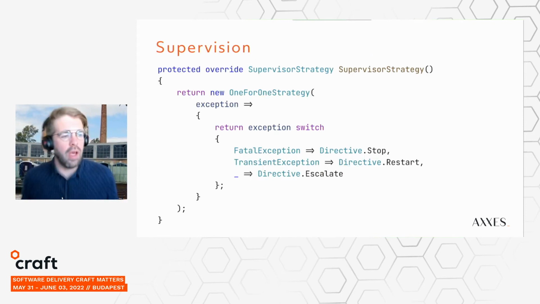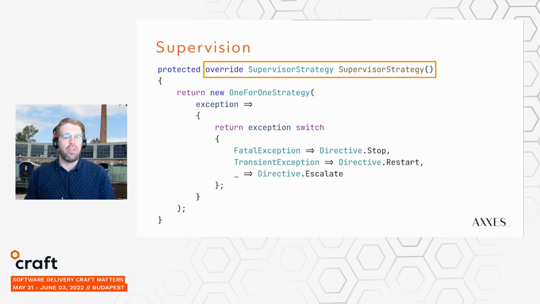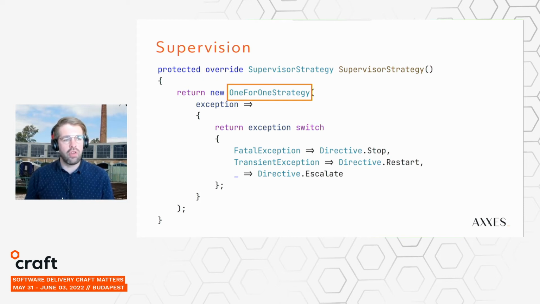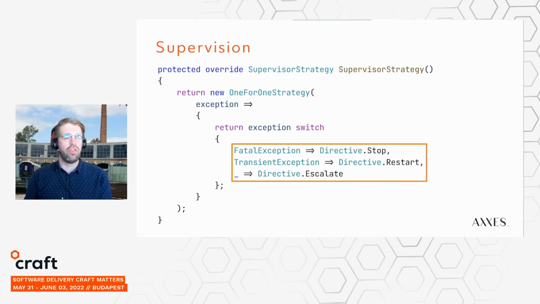Now, supervision. How do you implement this? You override the supervisor strategy method. And what you have to return is a supervisor strategy. So I chose to do a one-for-one, which will apply this to the failing child. And you can write a method that basically returns the directive that you want to have based on the exception, which you can completely inspect. So if it's something fatal to that actor, you're going to want to maybe stop. If you think you can recover from it, you're going to maybe want to restart. And if you don't know what to do anymore, you can escalate it to the parent.